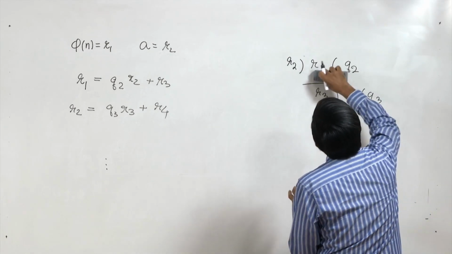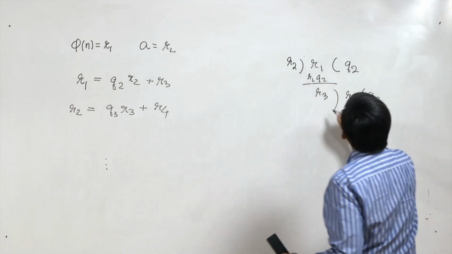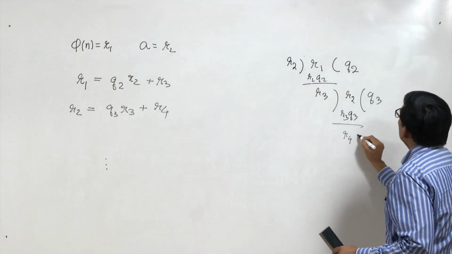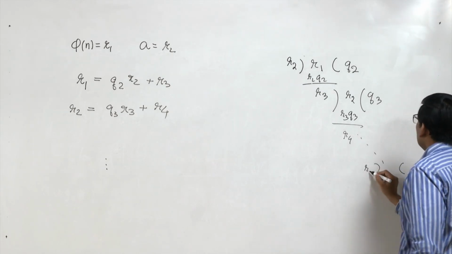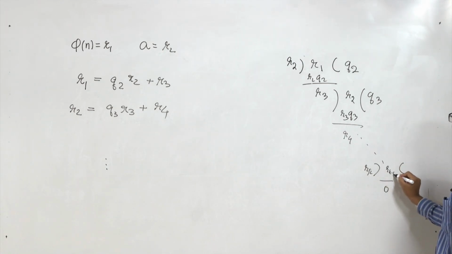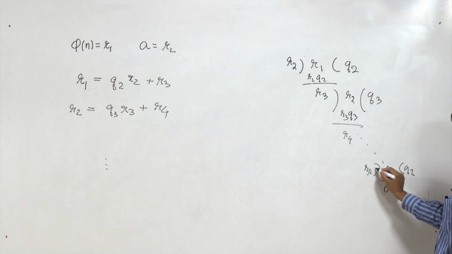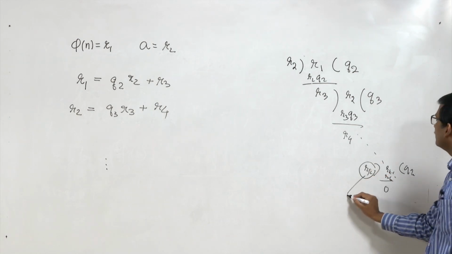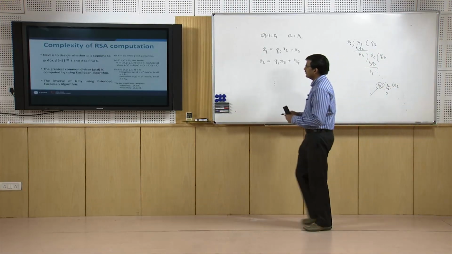So, of course, I can write it here, that is R2 Q2, and I will get R4 and go like this. So, at one point of time I will come to something like, let us say Rk, where there is no remainder. So, Rk minus 1 is completely divisible by Rk, and this Rk becomes the greatest common divisor. This is the rule that goes on.